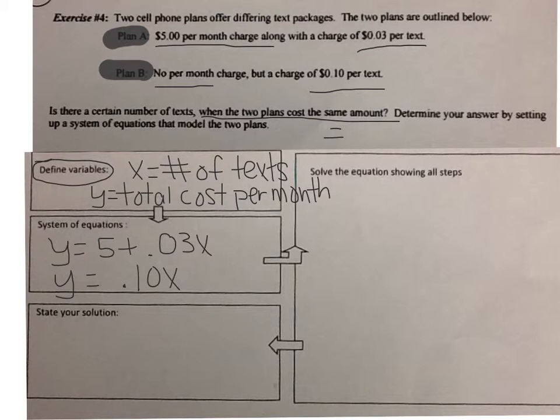that's really just substitution. So what we're going to do to solve the equation is I'm going to take this 5 plus 0.03x and I'm going to replace it with this y. So when you set up your equation, it's going to look like this.